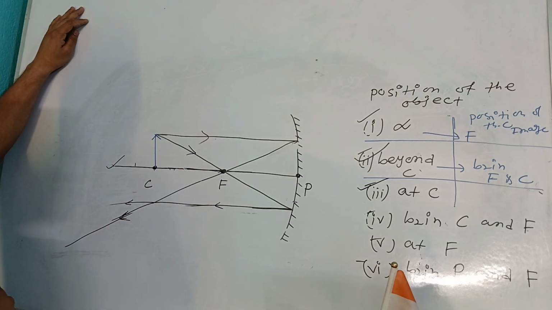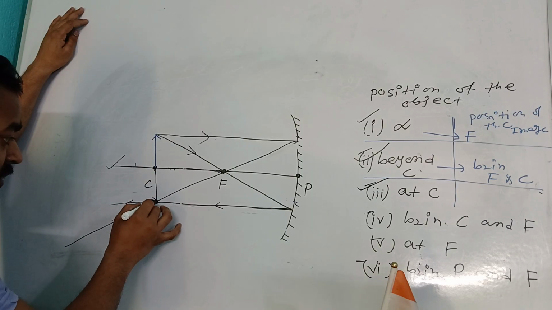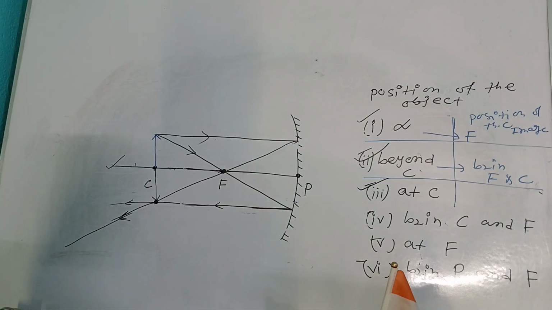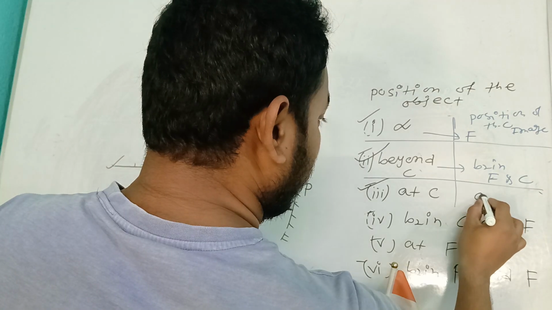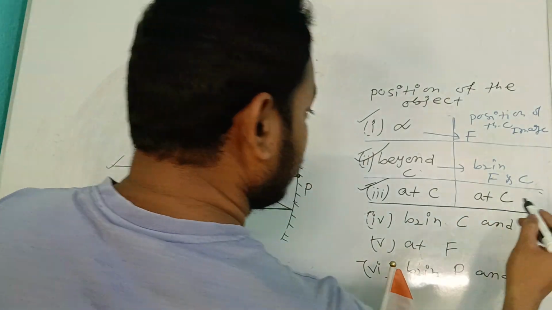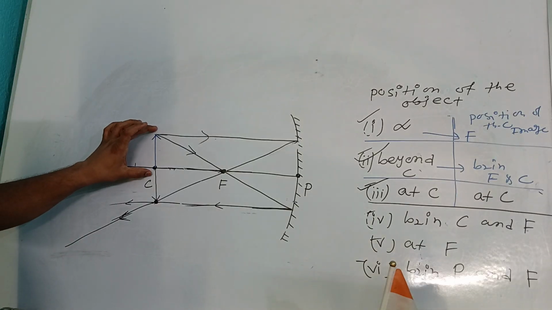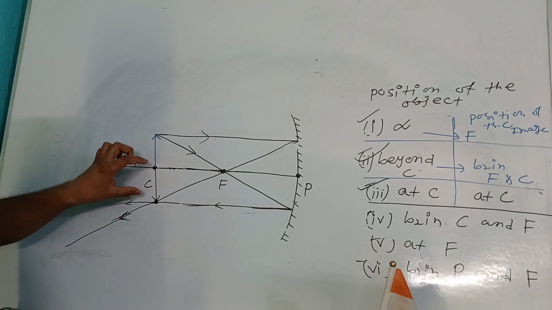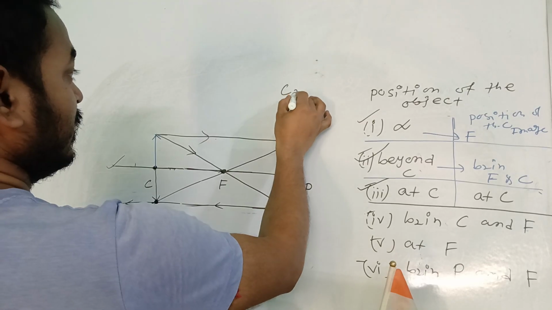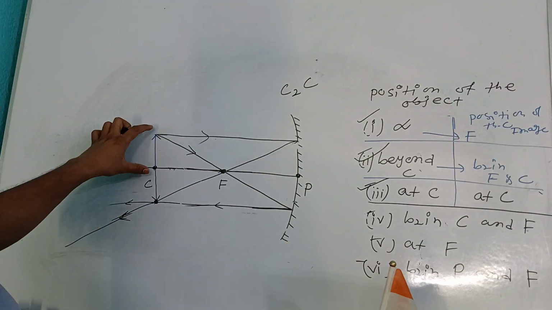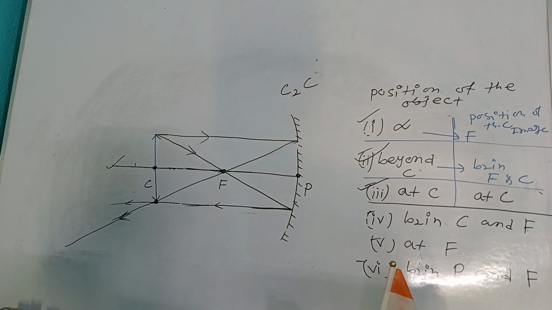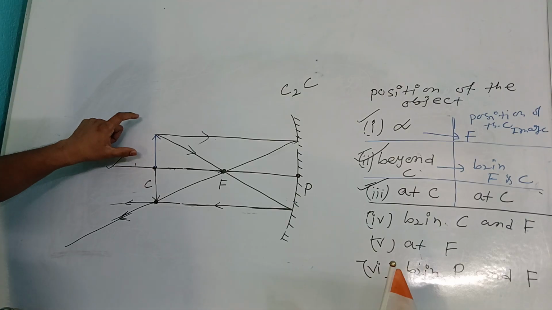This is our principal axis, and now this is the image. So see, when the object is at C, the image position is also at C. So when the object is at C, the image is also at C. C to C, C to C. The object is at C, and the image is formed at C. Okay, done. Clear?